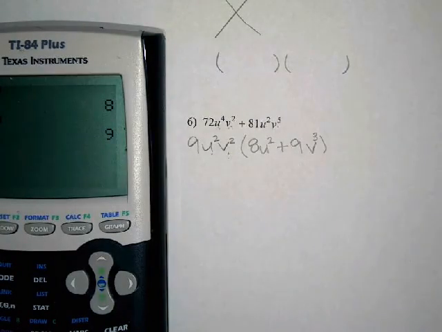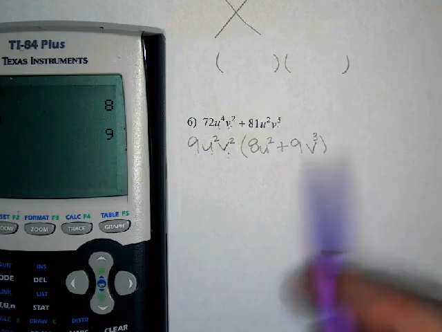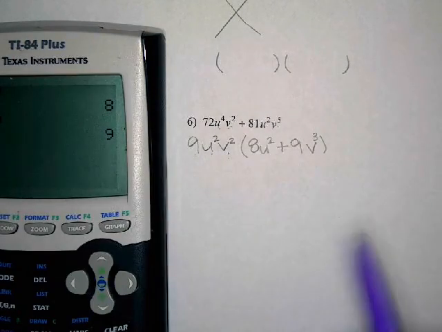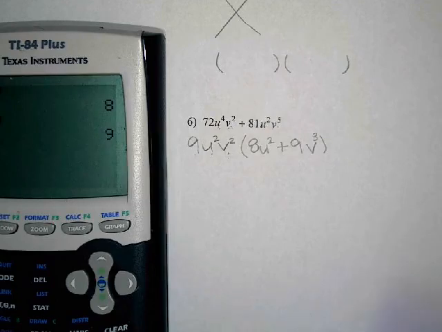That was it. Does it matter? Because I put 9 and I put v to the 2nd and u to the 2nd. It doesn't matter. It is common to put them in alphabetical order. Oh, really? Mm-hmm. But you're not wrong if you don't.